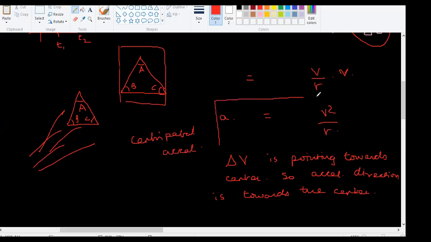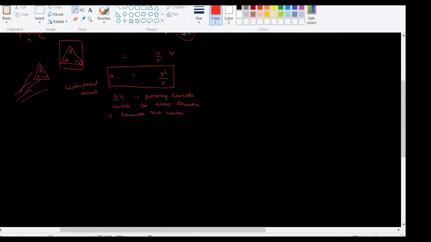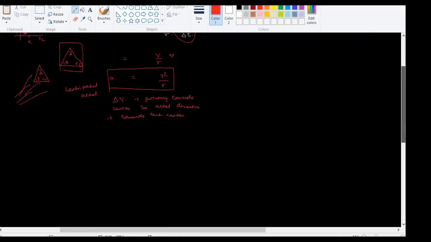So that's the important derivation. If they ask you to derive a = v squared by r, that's all. Anybody still copying? Quickly copy this. If anybody is copying, I can wait for a few seconds.